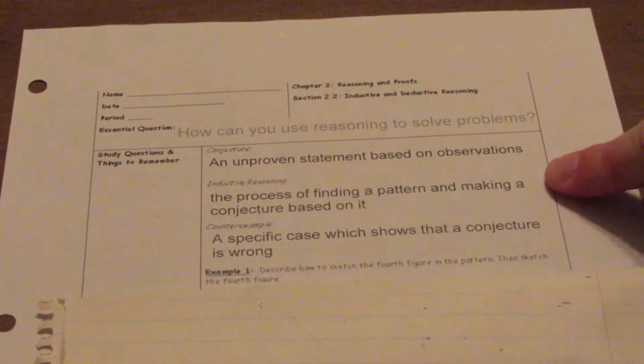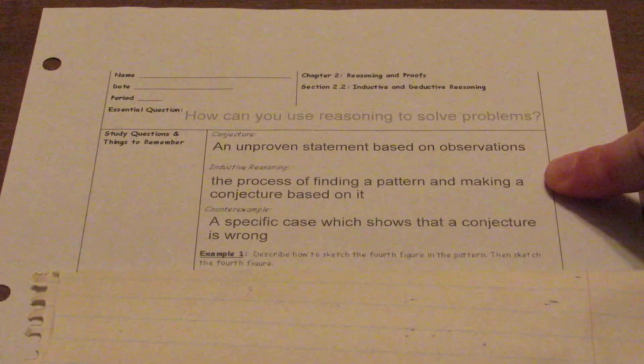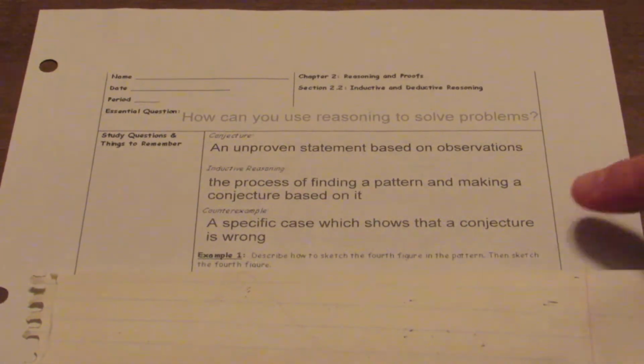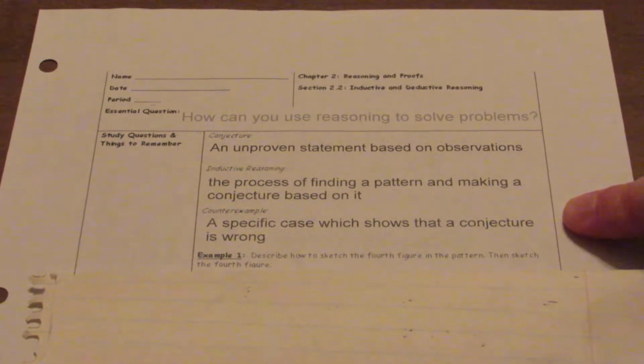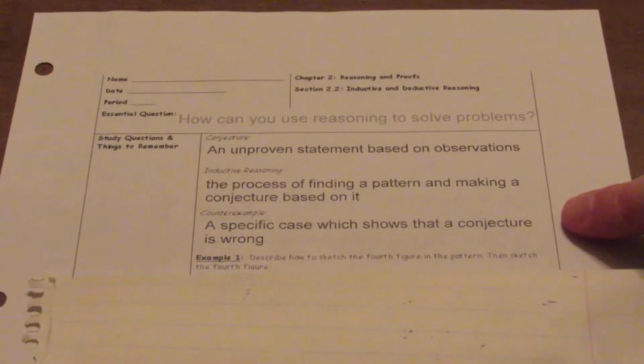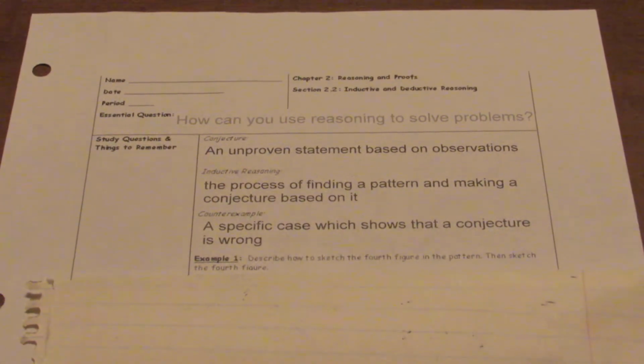Then we have inductive reasoning. Inductive reasoning is the process of finding a pattern and making conjectures based on it. And then a counterexample is a specific case which shows that a conjecture is wrong.